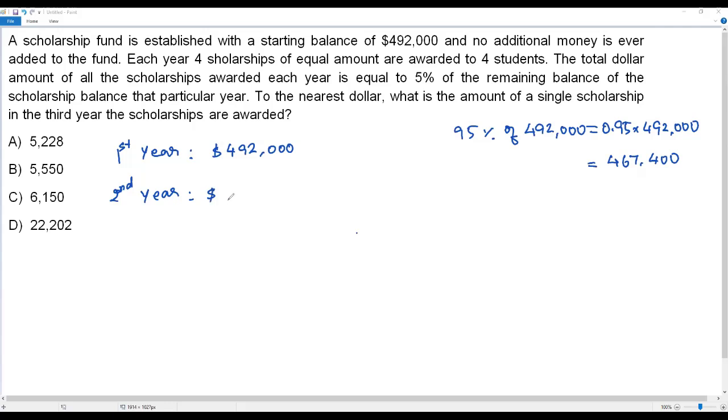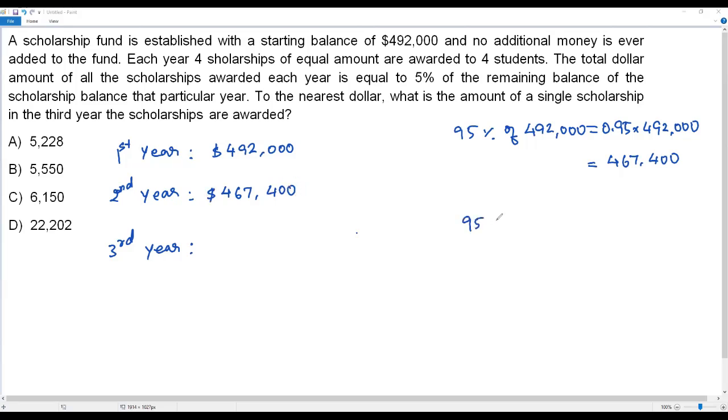Let me write the balance for the second year. That is $467,400. Now, in the second year, 5% of this money is given for the total of 4 scholarships. Then 95% of this money will be the balance for the third year. Let me write over here, third year. So to know the balance for the third year, we have to calculate 95% of this money because 5% of this money is given for the total of 4 scholarships in the second year.